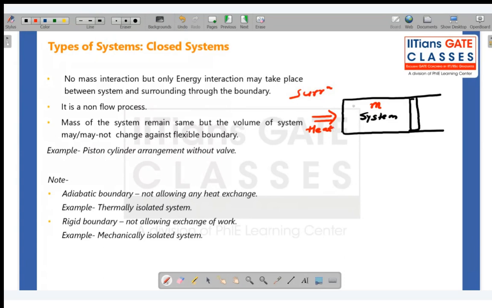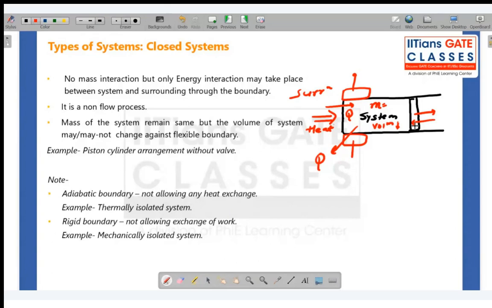You have lit a fire, and because of this fire, heat will get transferred from the system to the surrounding. But there are no valves here, so you cannot transfer mass. Because of this heat, this mass will heat up, its volume is going to increase, and this piston is going to move forward. Or if you are taking heat out of the system, for example, you have installed a heat exchanger on both sides, and these heat exchangers are taking out heat from here. So volume will decrease and the piston will go in.